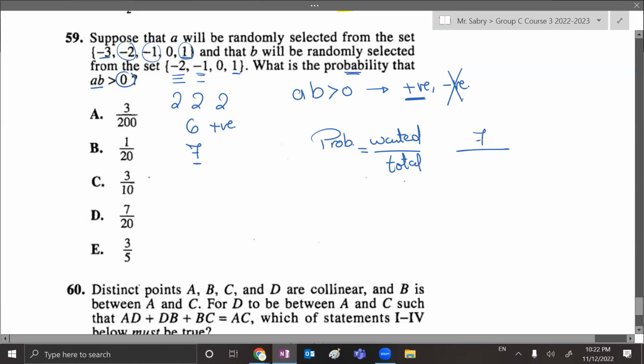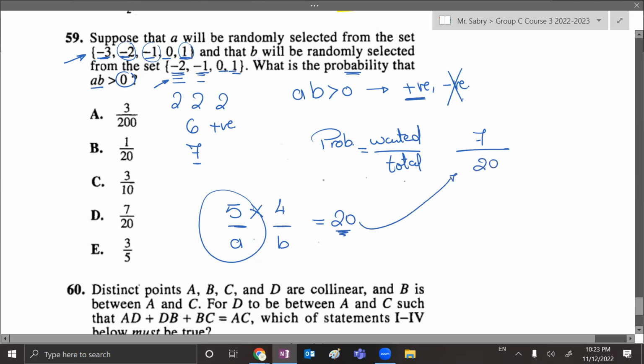Over how many possible options could come out? What is the total? There are two numbers that we're going to select, A and B. From A, how many possible options are there in set A? There's 1, 2, 3, 4, 5 numbers. How many possible choices from set B? 1, 2, 3, 4 options. Multiply those by each other, and that would get you the total possible combinations that could come out. So this is my total. So the probability is 7 over 20. D.